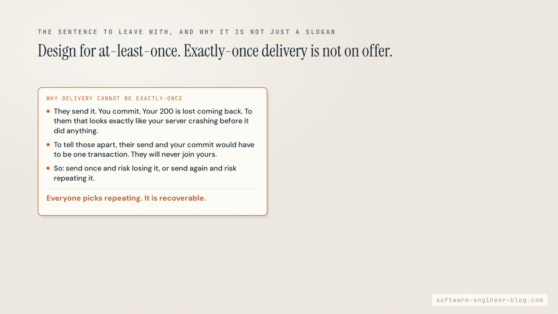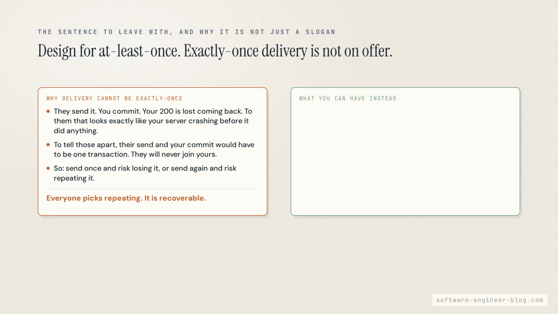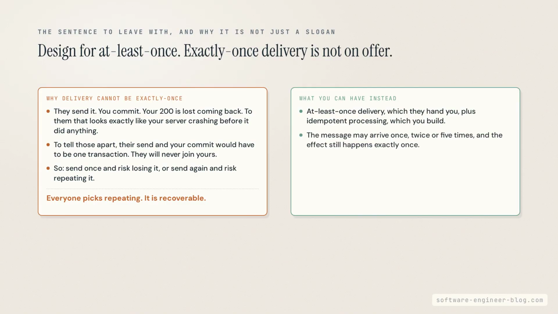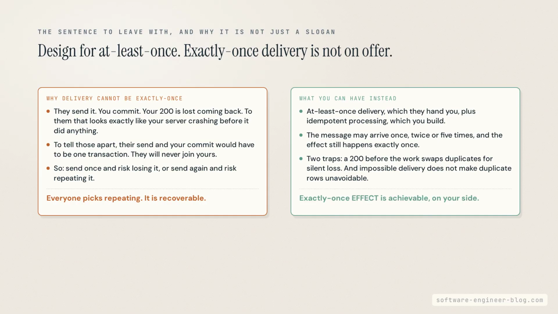So they have exactly 2 choices. Send once and risk losing it, or send again and risk repeating it. Everyone picks repeating, because that is the failure you can recover from. Now look at what you can have instead. At least once delivery, which they hand you, plus idempotent processing, which you build. The message may arrive once, twice, or 5 times, and the effect still happens exactly once. That is one unique key and one transaction.